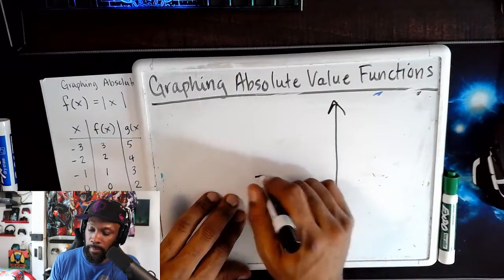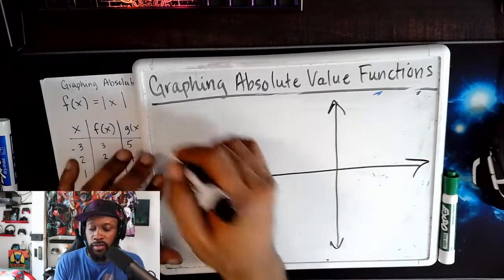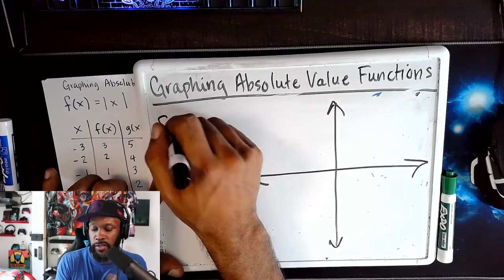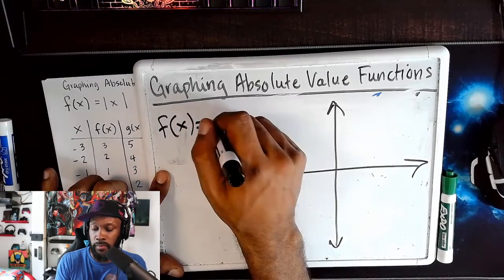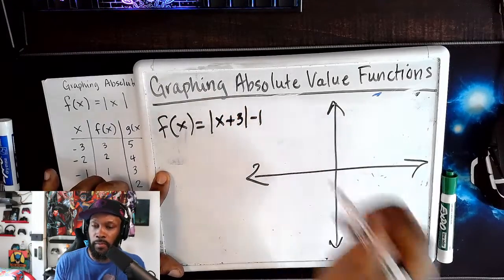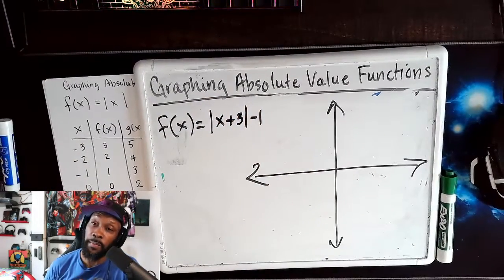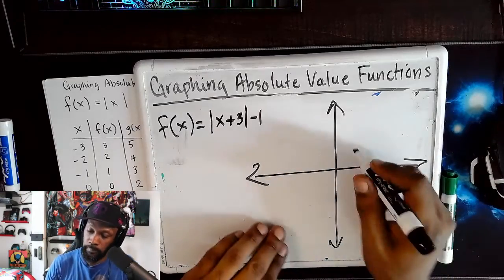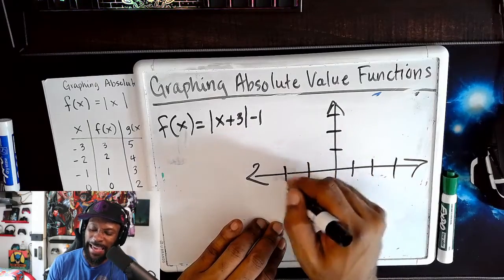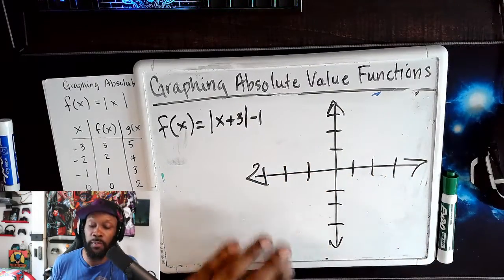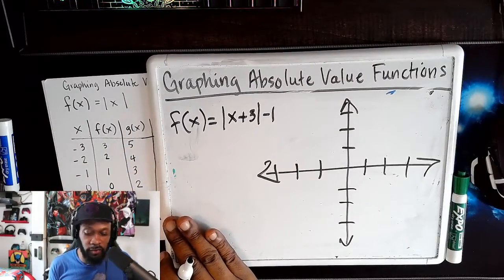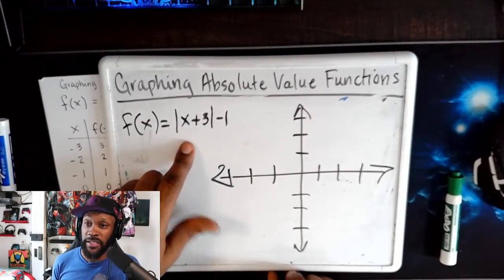Let's say I wanted you to sketch the function absolute value of x plus 3, minus 1. Without even doing the whole table, and this is my last point, you could do this part over here. Tell me how it's shifting.